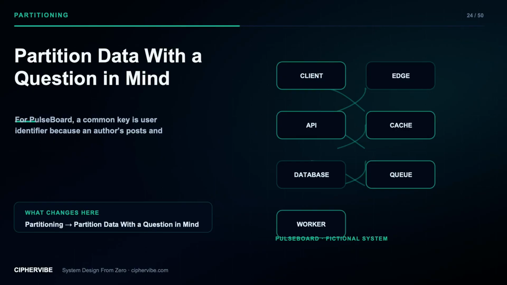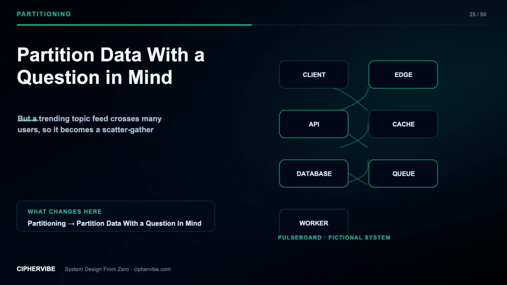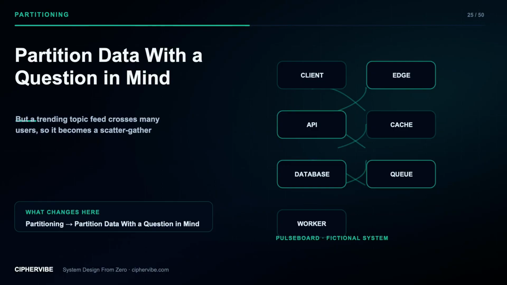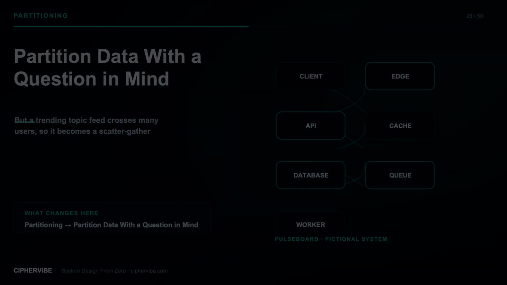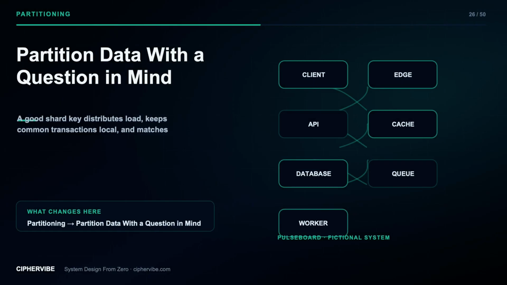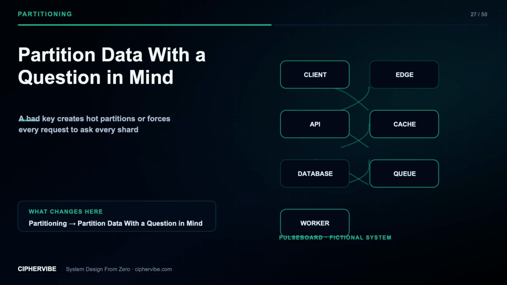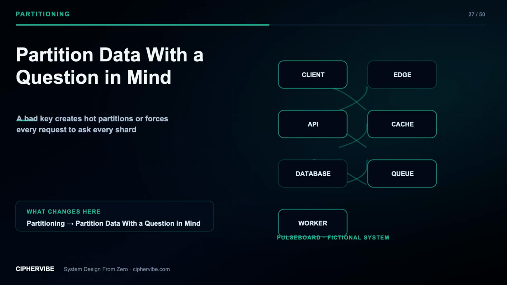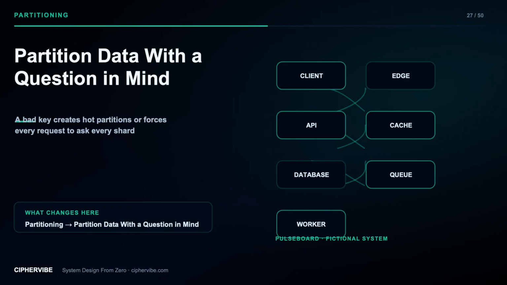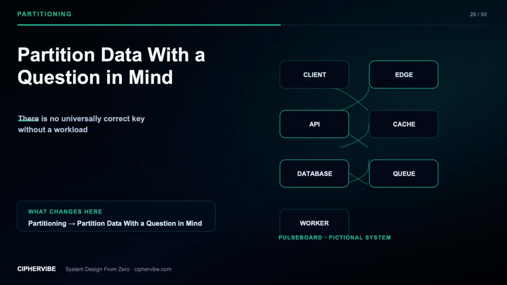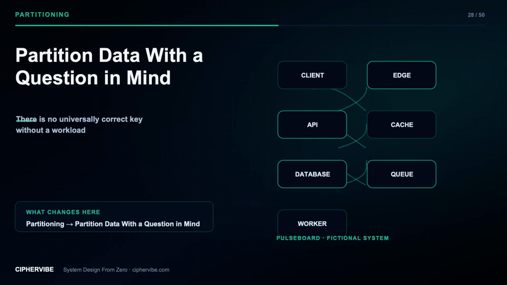But a trending topic feed crosses many users, so it becomes a scatter-gather query if you did not build a separate read view. A good shard key distributes load, keeps common transactions local, and matches recovery boundaries. A bad key creates hot partitions or forces every request to ask every shard. There is no universally correct key without a workload.